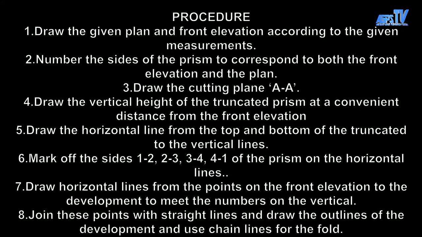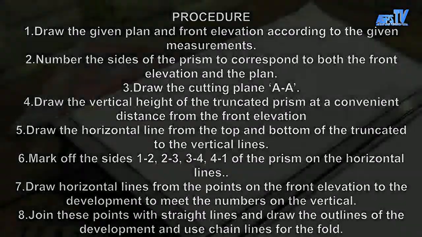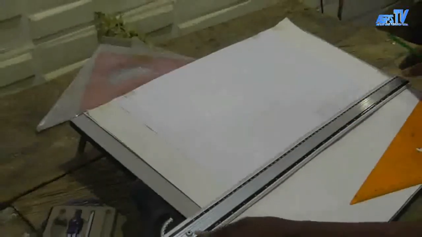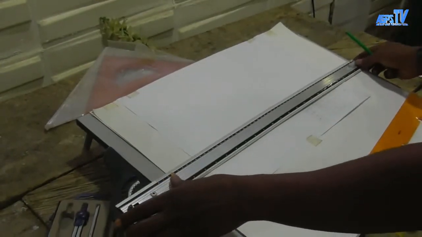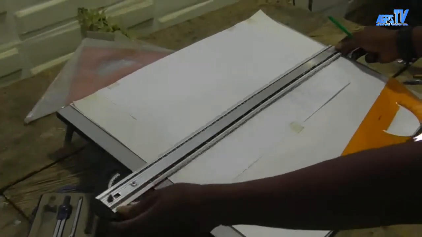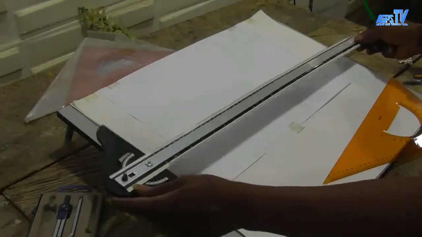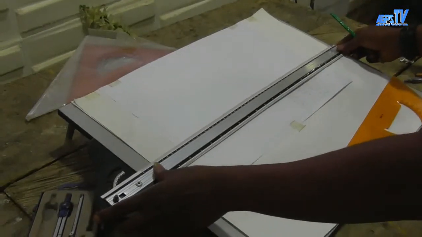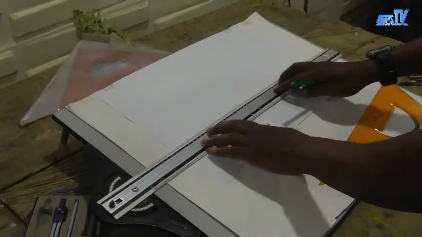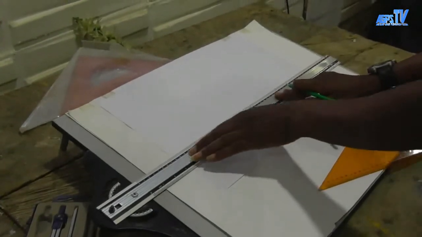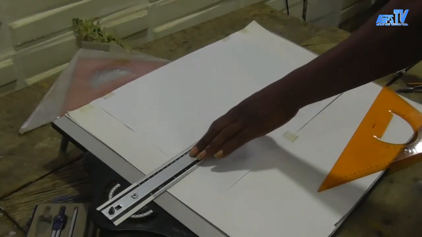So let's watch the video. Good. So these are my set of instruments. That's my T-square. Then I am gradually placing it firmly on my drawing sheet.